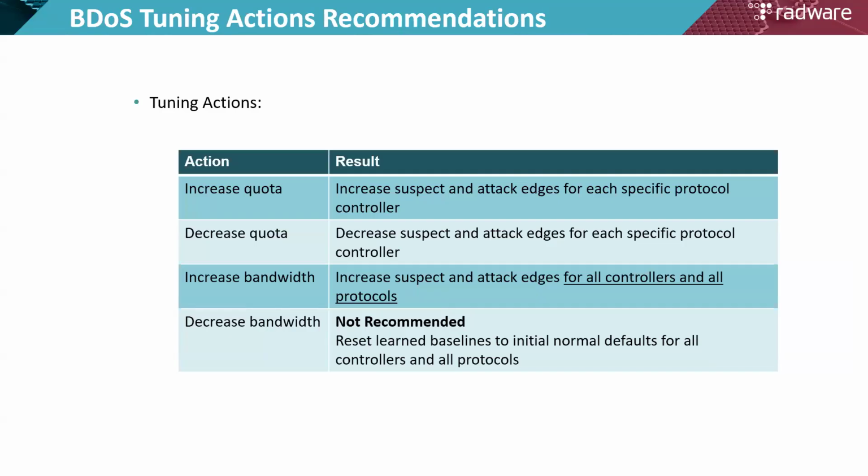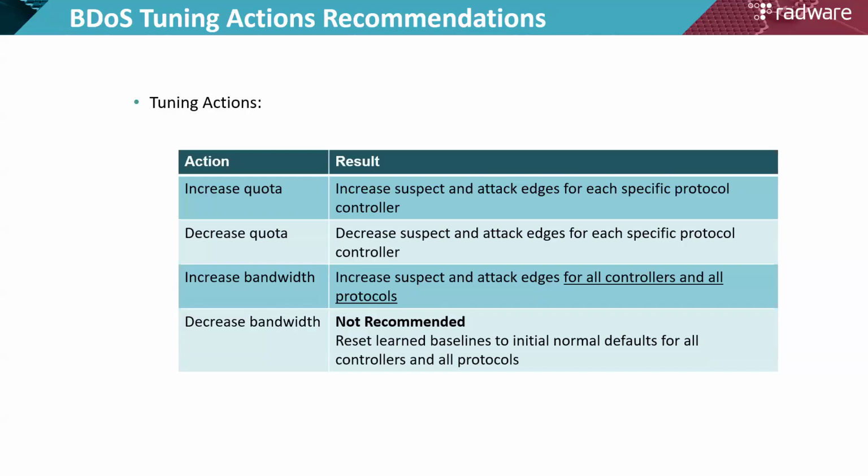There are three steps that you can do. Either you can increase the bandwidth. Increasing the bandwidth will basically move the lines up. So there are three edges, right? Normal edge, suspect edge, and attack edge. Increasing the bandwidth will move those three edges up, and decreasing the bandwidth will move them down. So that's the bandwidth settings.